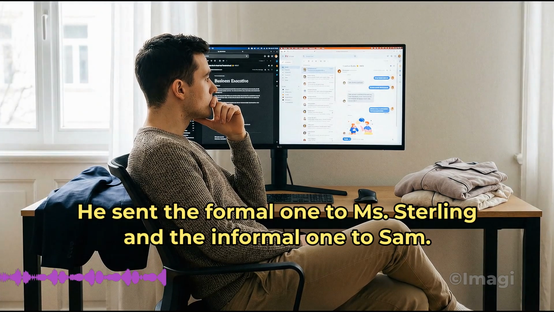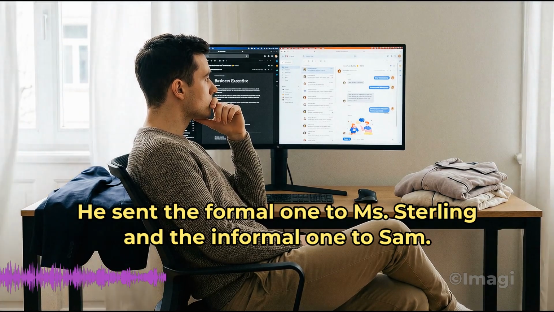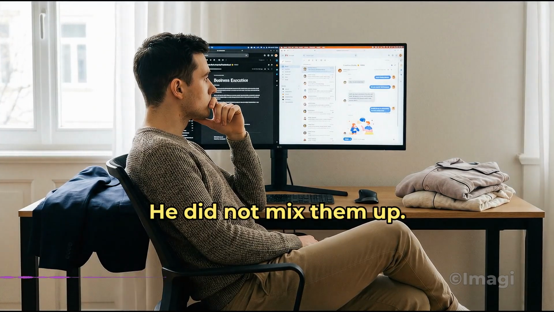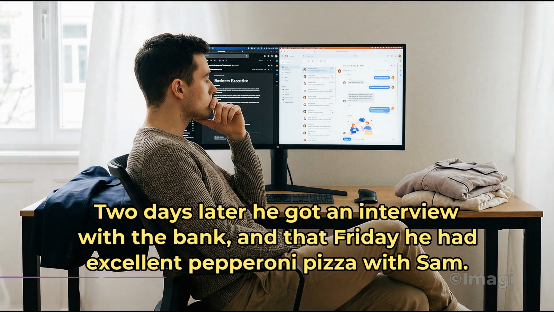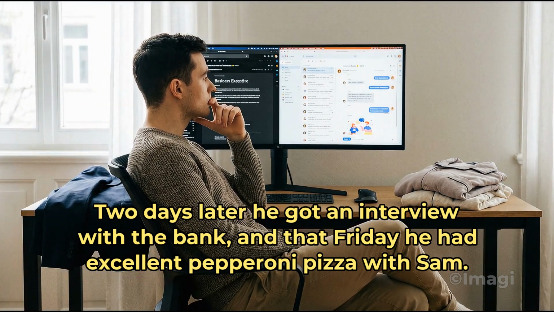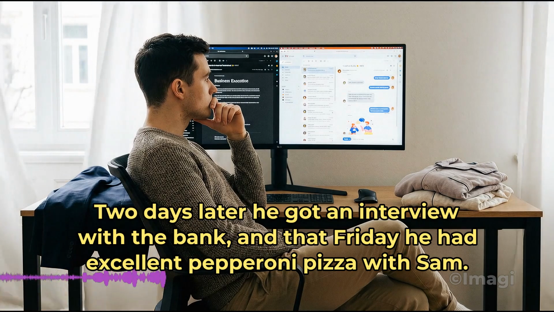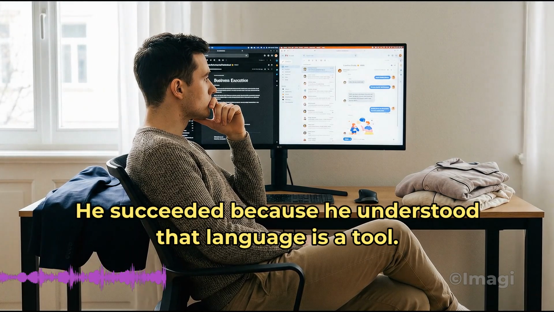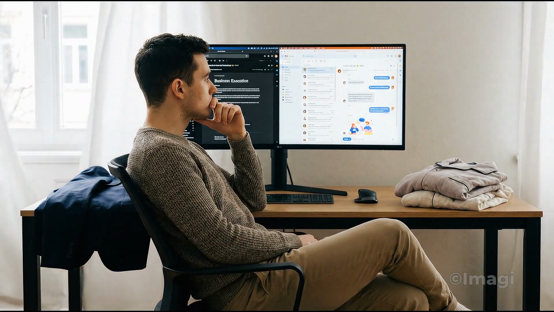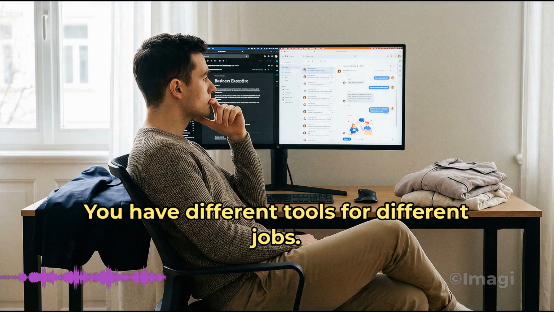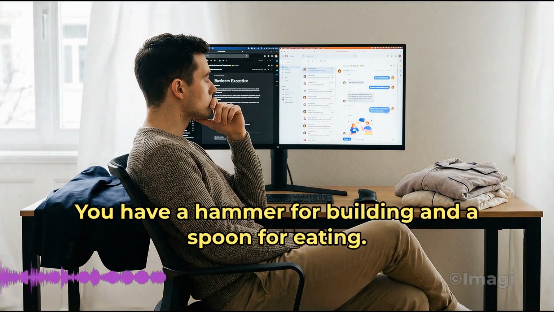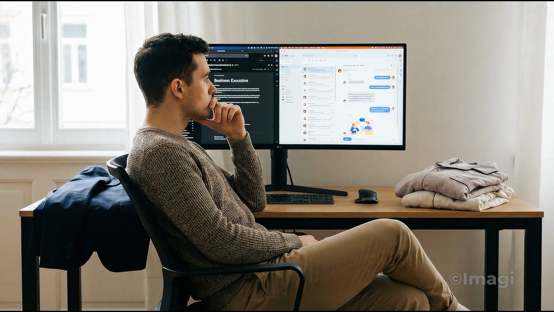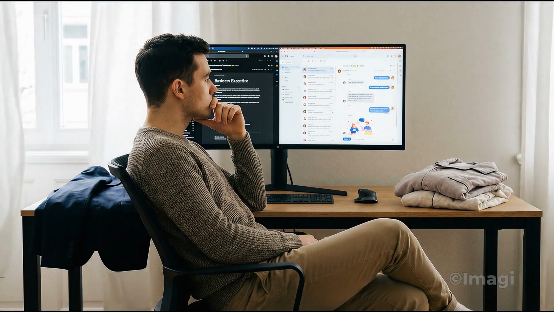Leo sent his emails. He sent the formal one to Miss Sterling and the informal one to Sam. He did not mix them up. 2 days later, he got an interview with the bank. And that Friday, he had excellent pepperoni pizza with Sam. He succeeded because he understood that language is a tool. You have different tools for different jobs. You have a hammer for building and a spoon for eating. You do not eat soup with a hammer.